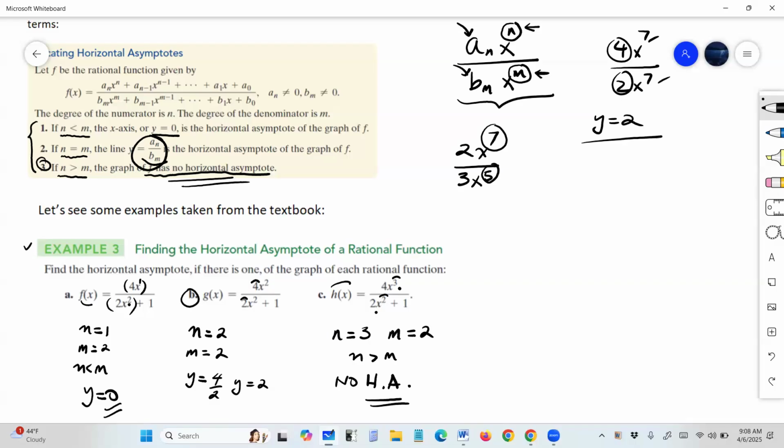Okay. So this is how you find horizontal asymptotes on rational functions. Fully writing the polynomial in this format and only analyzing the leading term of the numerator and denominator according to these three rules that you saw right here, these three rules.